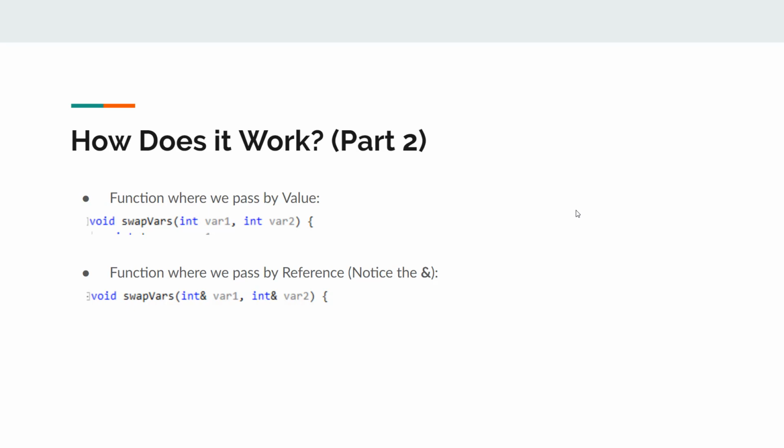So we have a regular function here, swap vars with int var1, int var2. The only difference here is the ampersand. We add the ampersand. Now this variable points to the exact variable that was passed into it. And don't worry, we'll trace some stuff that doesn't make sense. But just know that if I change var1, it will change in the calling program. So in the main body of our program, whatever variable we pass in here will get modified inside of this function.